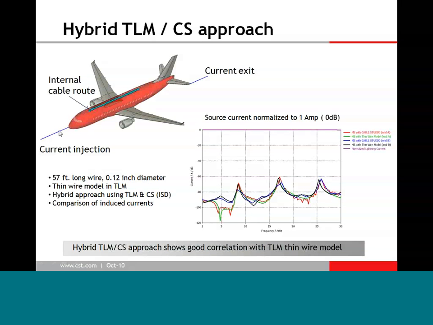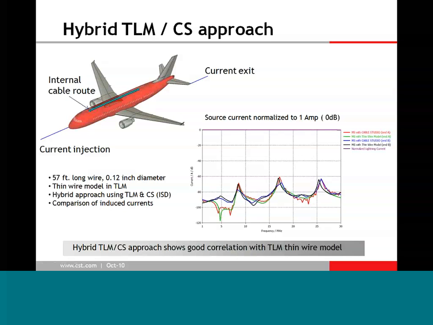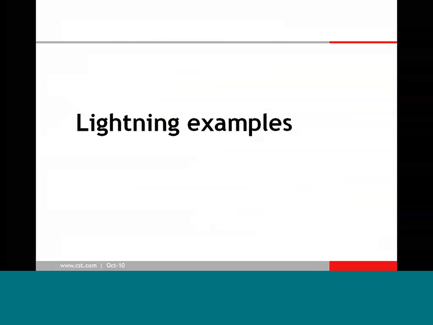And you can see, if I inject a current on the nose of the aircraft and take it out of the horizontal stabilizer, and if I normalize the internal currents to the driven current, so 0 dB here means I have 1 amp versus frequency on the input current, you can see that Cable Studio, the hybrid approach, and the direct thin wire approach show pretty good agreement for the coupling to the internal wire. So that gave us some confidence that we could use this hybrid technique, and I'll show you some more realistic examples of that in a moment here.